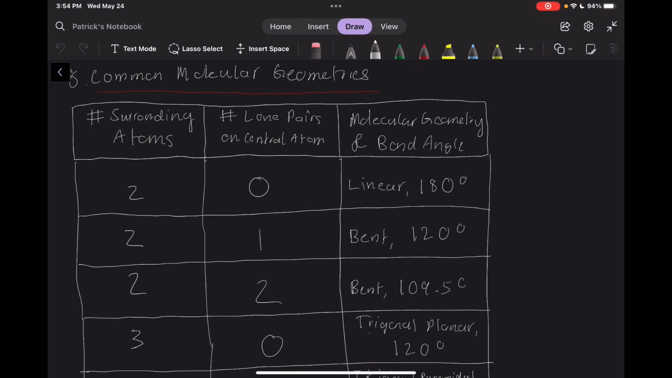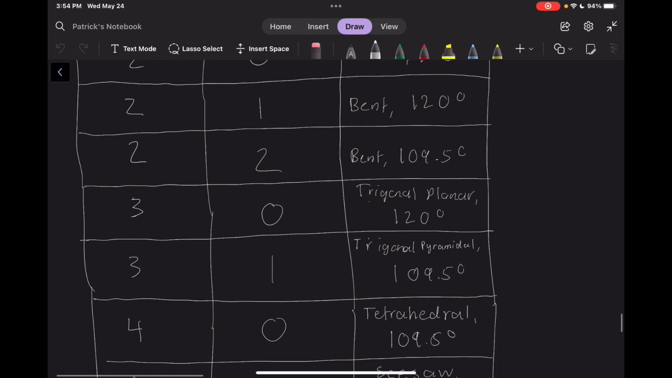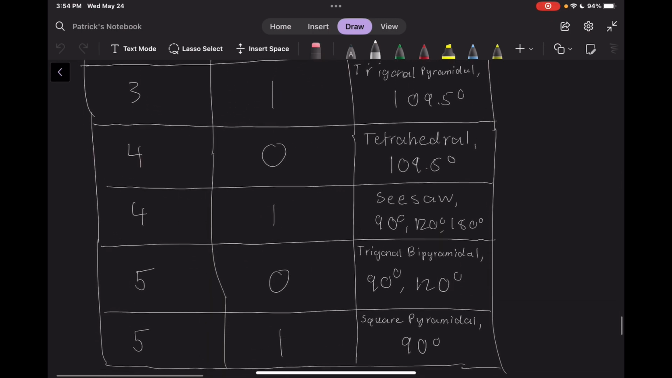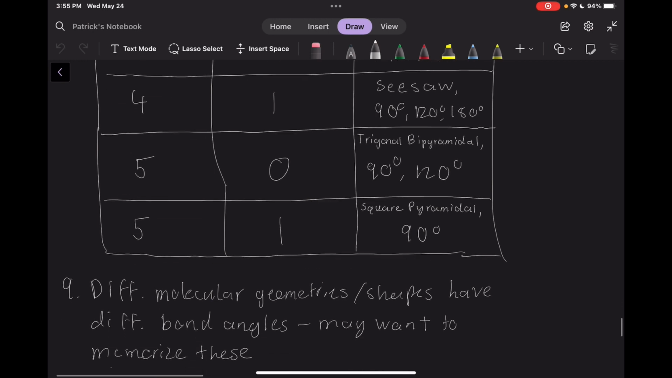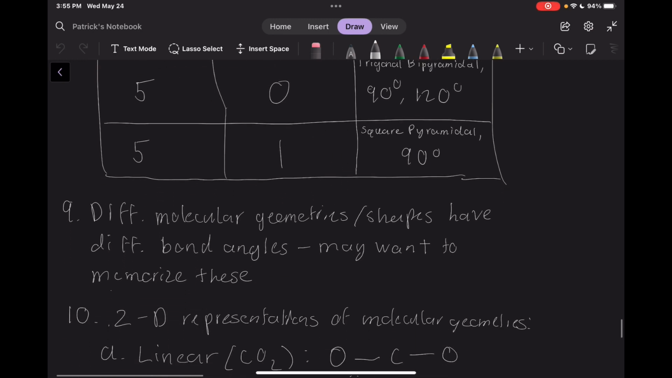Let's scroll down a bit. There, that should be the rest of them. Nine common geometries in total, but again, this is not a comprehensive list. From this table, we will notice that different molecular geometries come with different bond angles, and it might be useful to memorize at least a few of these.